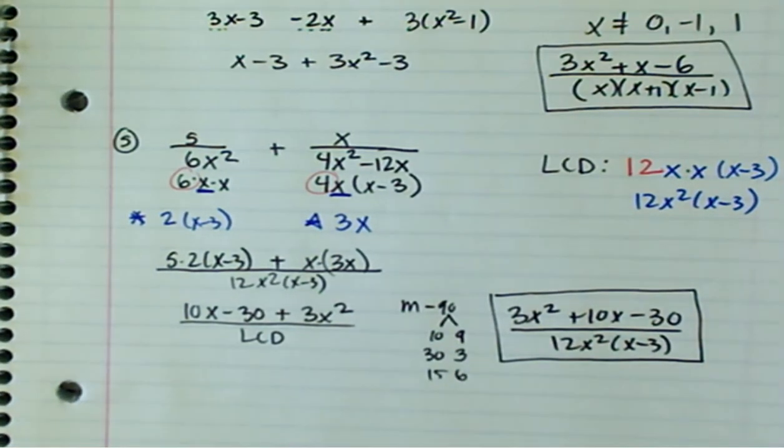Why do you use 2 and 3? How do you get to 12 from 6? I'll multiply by 2. How do you get to 12 from 4? By 3. Okay. All right.